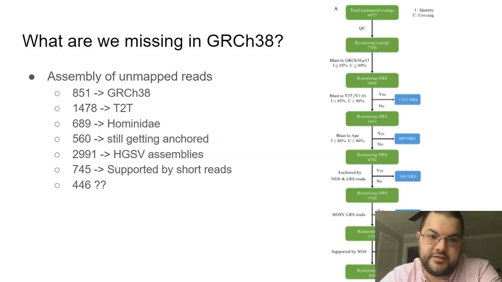And then 446 of the contexts that we assembled in total are still remaining unidentified. So we are currently not clear where they are or where they should belong to. We didn't find huge support of where they should be placed in the human reference genome, and maybe they require additional studies. So this is a lot to take in, but as we go from top to bottom, we shaved off the 851 contexts to 38 and the 1,400 to the T2T and hominids and so forth. So only 446 contexts remain unanswered where they should belong to.